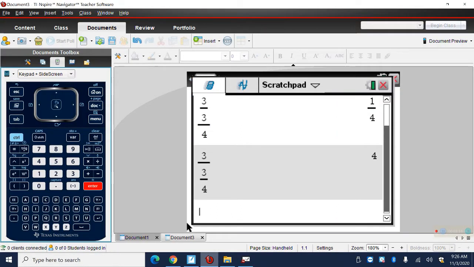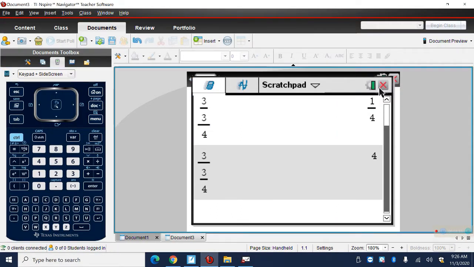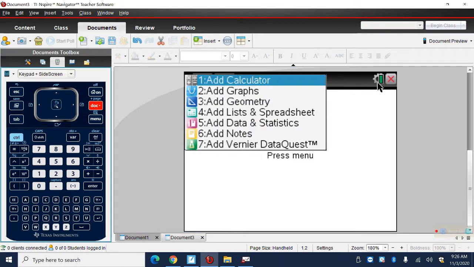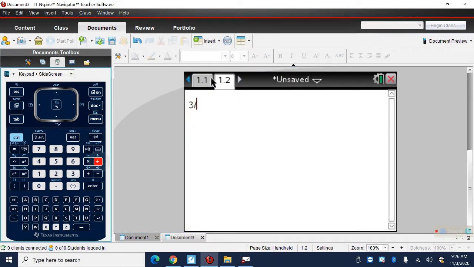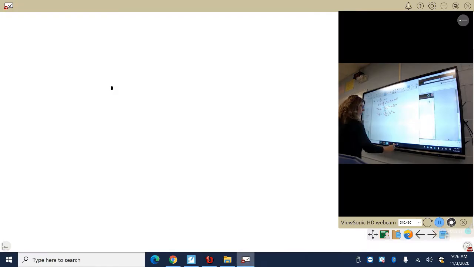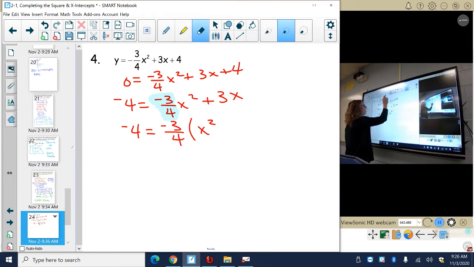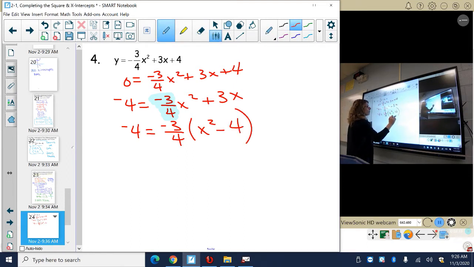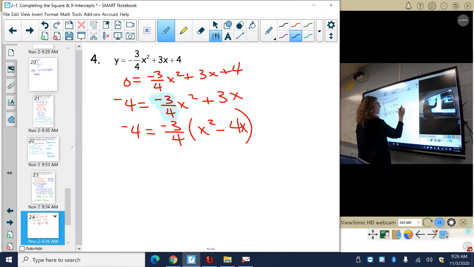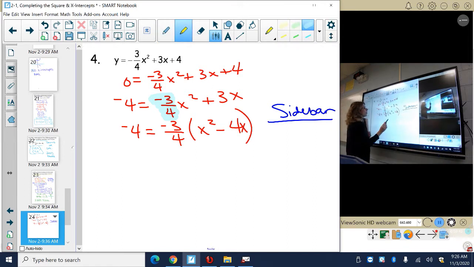So if I come over here to my calculator, and I'm going to take 3 divided by parenthesis negative 3 divided by 4 and hit enter, and that gives me negative 4. So come over here and type in there negative 4x. Then I'm going to come over here and do sidebar. Now, what I do want your brain to mentally do is to distribute into here and make sure that you get the original problem there.